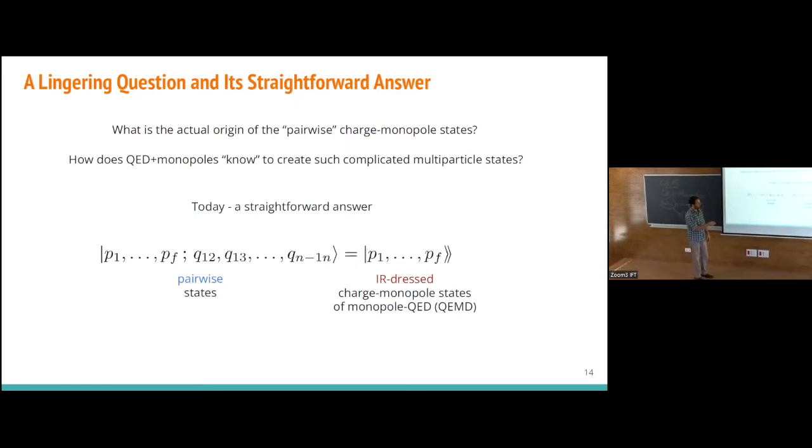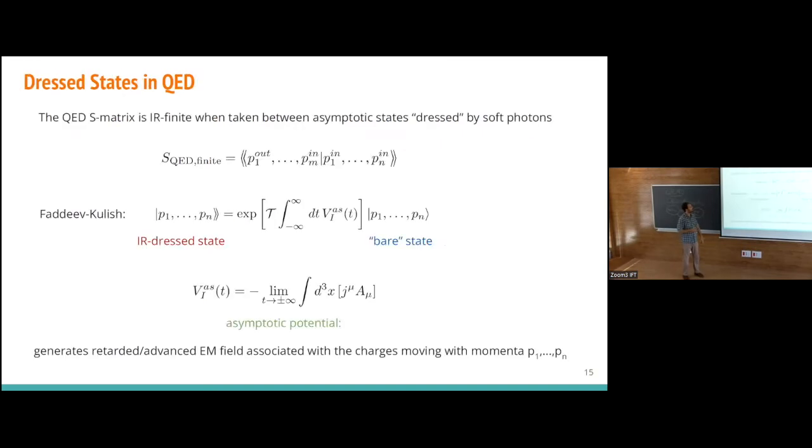We've discovered that these pairwise states that we derived using this pairwise group theory are exactly just multi-particle states of charges and monopoles when they are addressed by all soft photon lines, the ones exchanged between them and the ones radiated to infinity. And these photons exactly reproduce the pairwise characteristics of these multi-particle states. So let me remind you what I mean by addressed states.